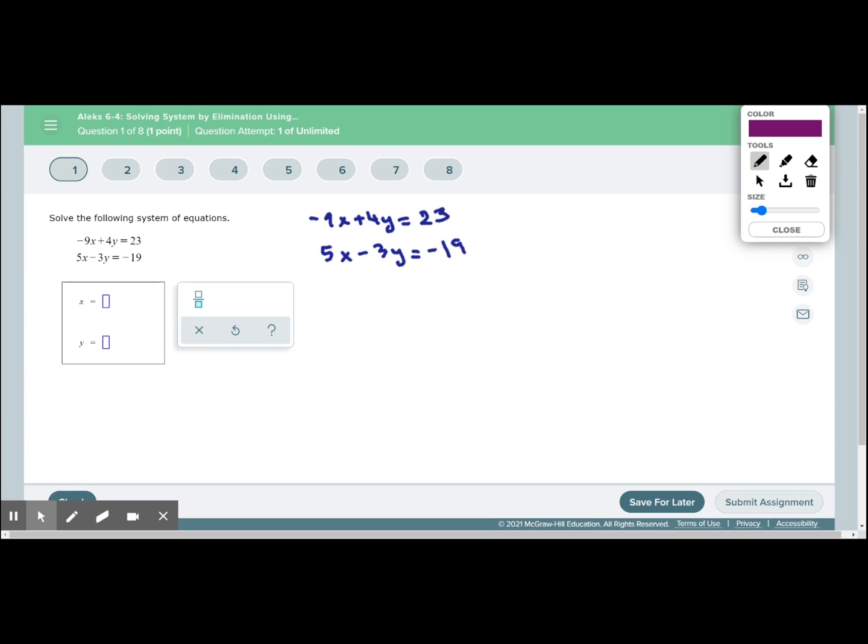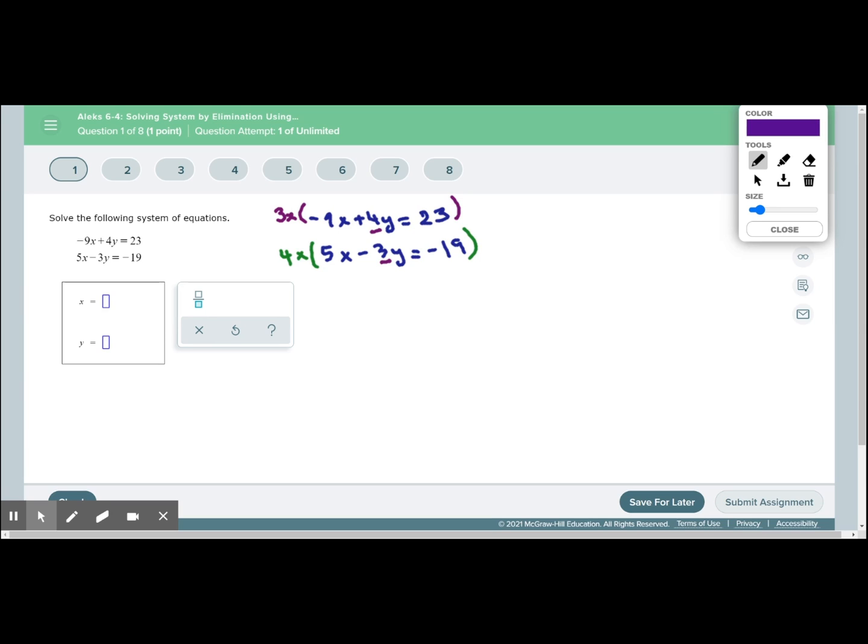So let's say I want to cancel the y. To cancel the y, I need the same coefficient. These two have to be the same number with opposite signs. So to do that, we multiply the first equation by 3, and we also multiply the second equation by 4. Why are we doing this? Let's go through this one, and then I'm going to tell you what the outcome is going to look like.